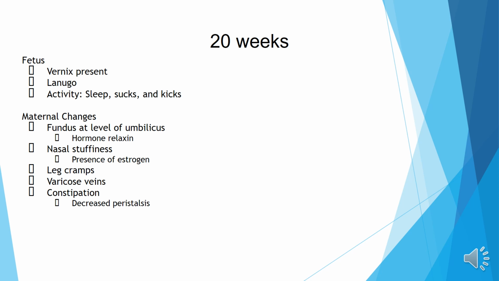Varicose veins occur due to the decreased blood return from the lower half of the body, because the baby's growing uterus is putting pressure on the inferior vena cava. Constipation is a problem because there's decreased peristalsis. So again, lots of water and lots of walking is going to fix a lot of issues.